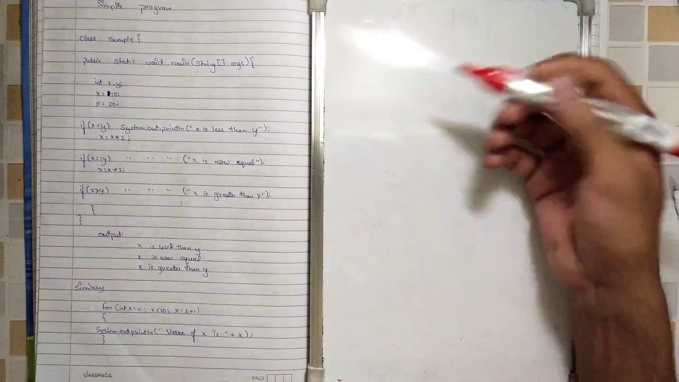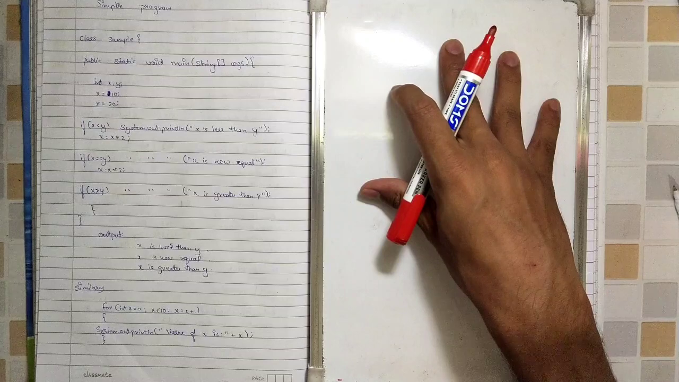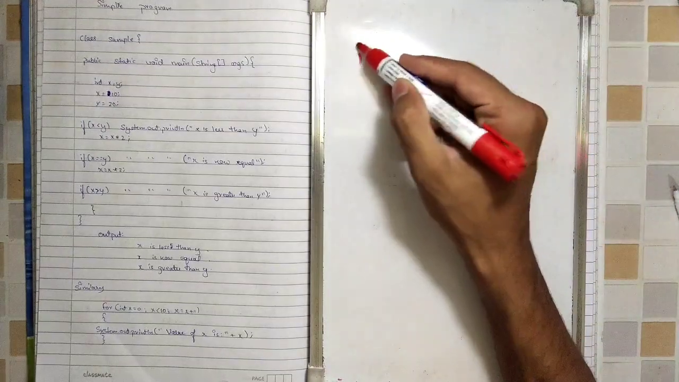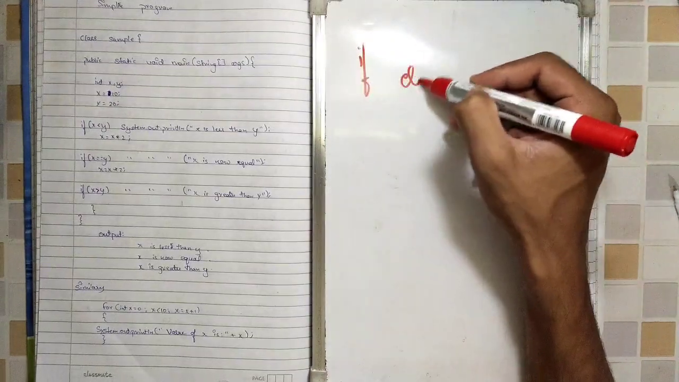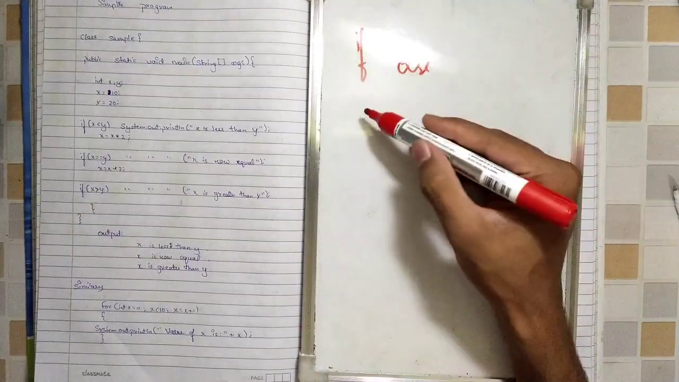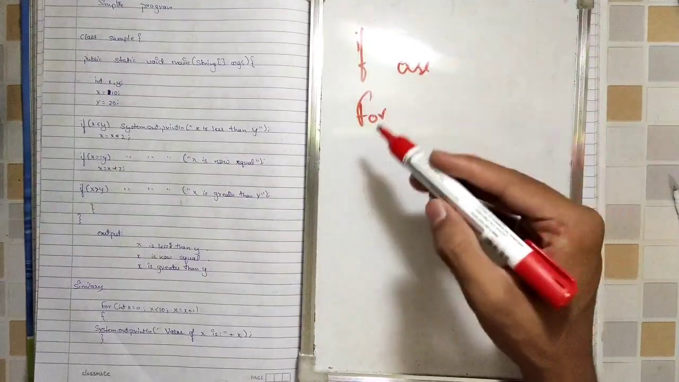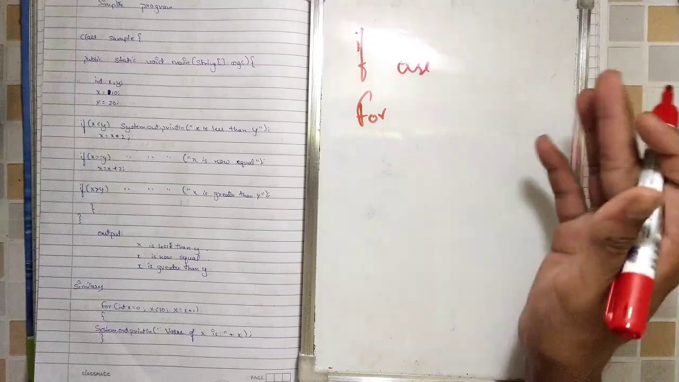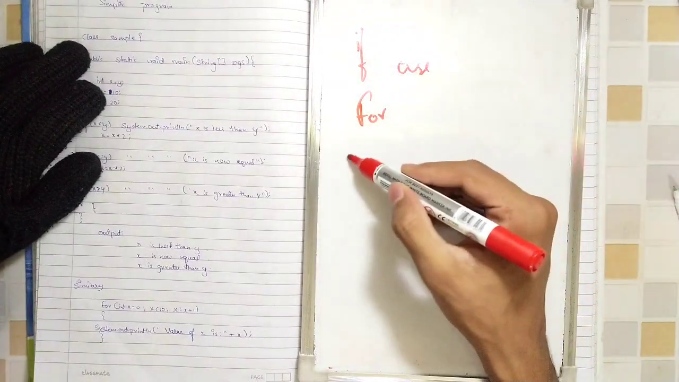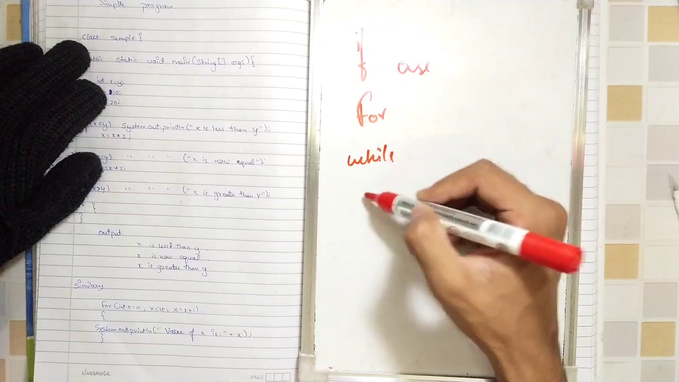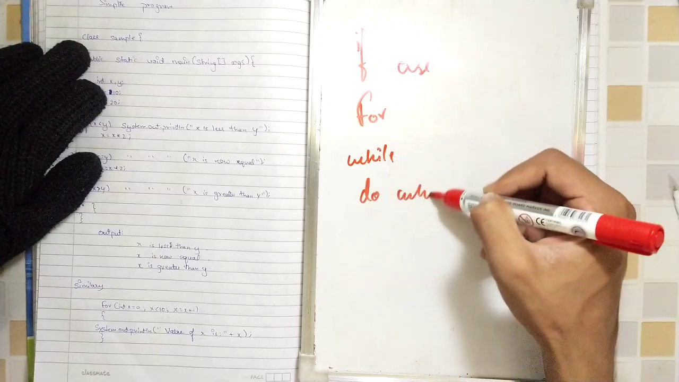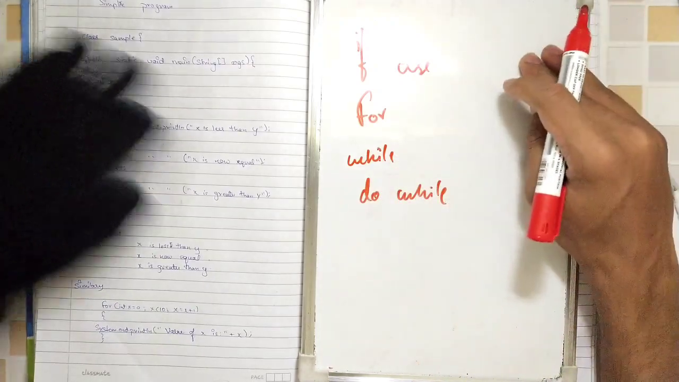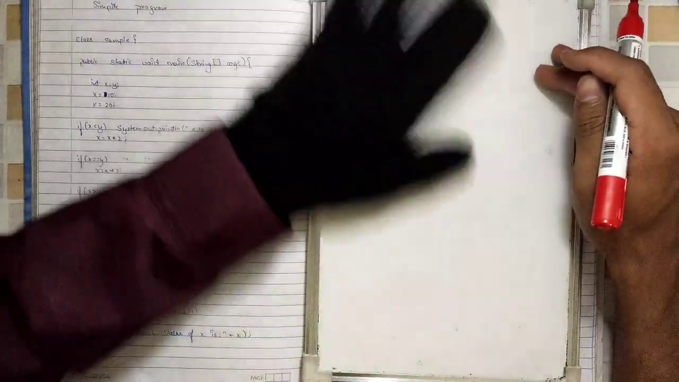Now let us talk about control statements. Under control statements, you have if, then else, if else, nested if, for loop, and some versions of the for loop, enhanced and other things. We will be seeing that. Then you also have while and do while. So these are the kinds of statements you have. Let us talk about them one by one.